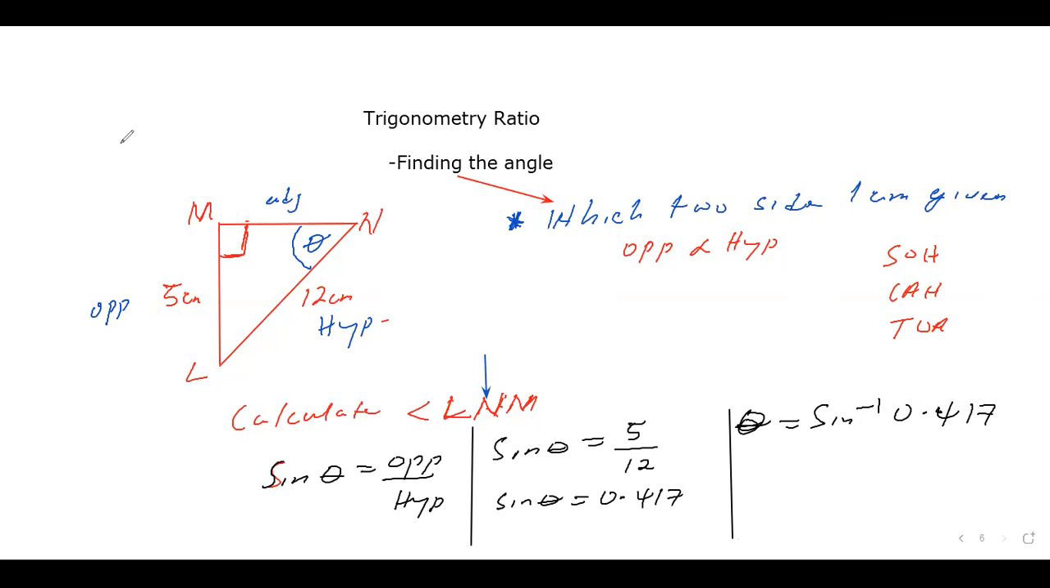Now, therefore, you have to go to your calculator. Look for the shift. If you don't have that, look for the one we call second function. Some of you have the shift, and some of you have the second function. For those who have the shift, you press shift sine, then sine negative 1 will come up, then you put in 0.417 and tell me what you get.